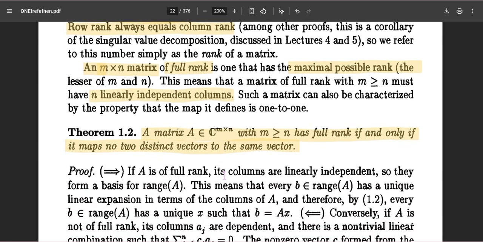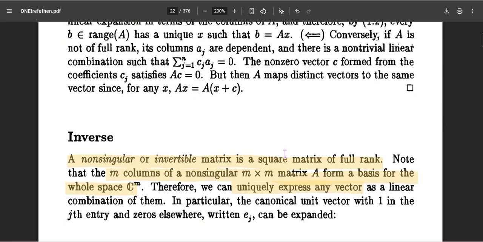A matrix with m cross n, m greater than n, has full rank if and only if it maps no two distinct vectors to the same vector. What this means is that if we are operating on a vector with a coefficient of expansion, two different coefficients of expansion result in two different vectors, not the same vector. That is the concept behind this theorem 1.2.